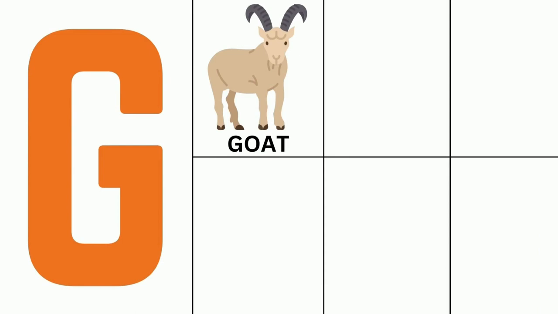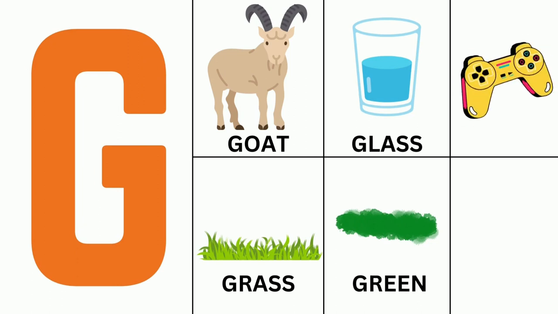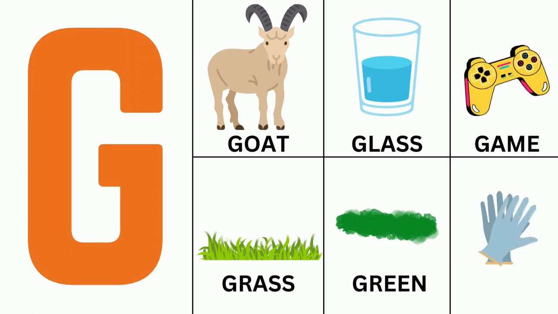G. Let's learn the words that start with G. G for goat. G for grass. G for glass. G for green. G for game. G for gloves.